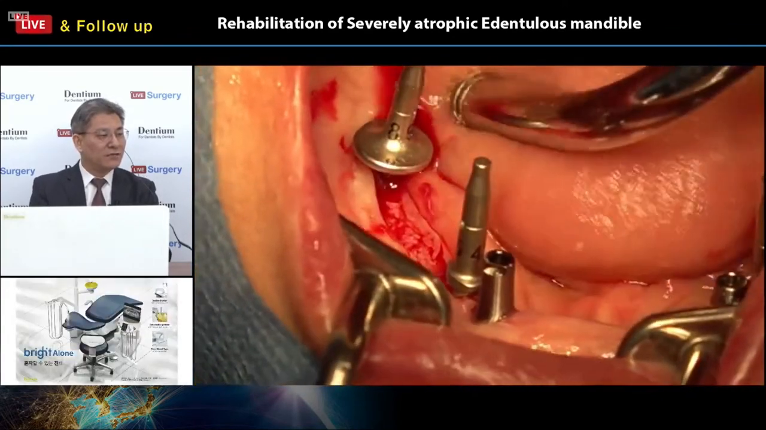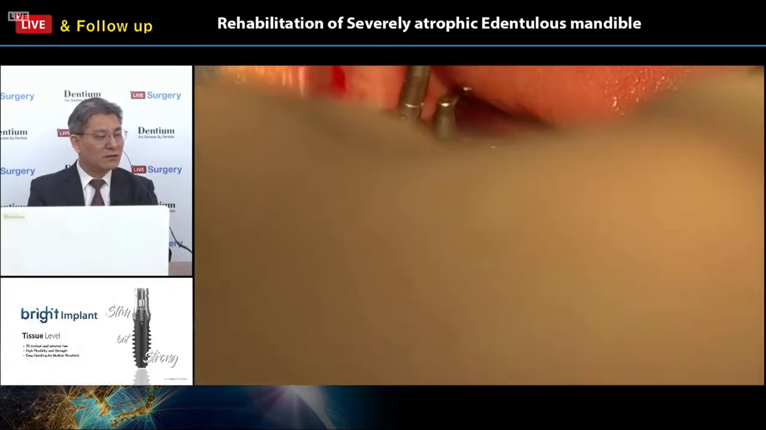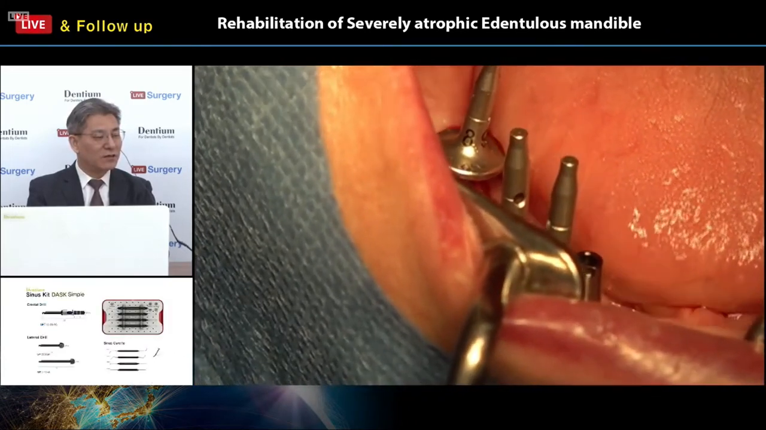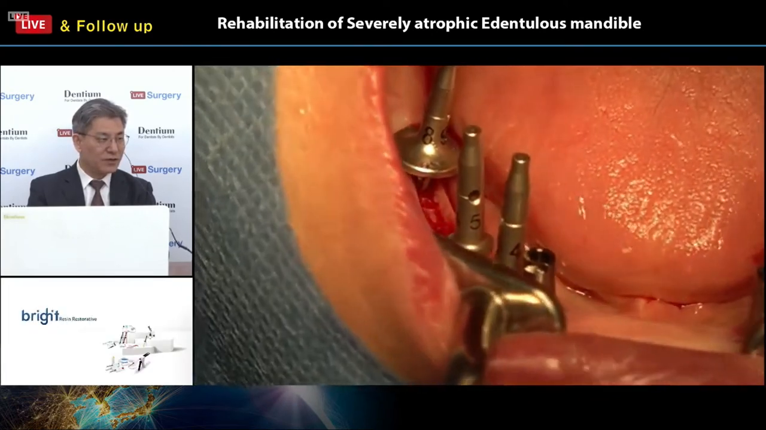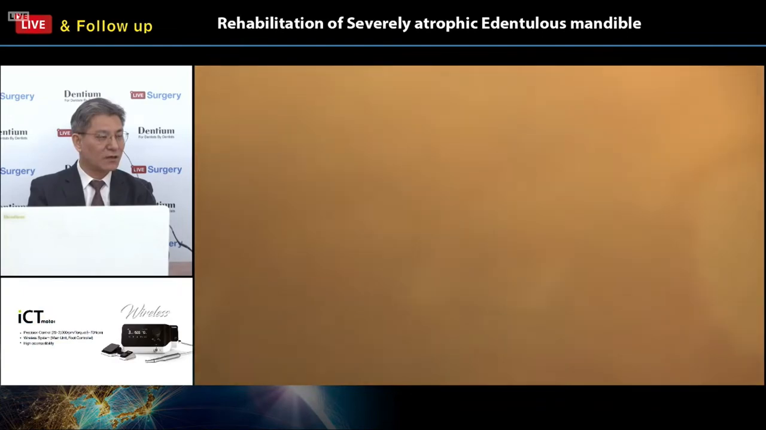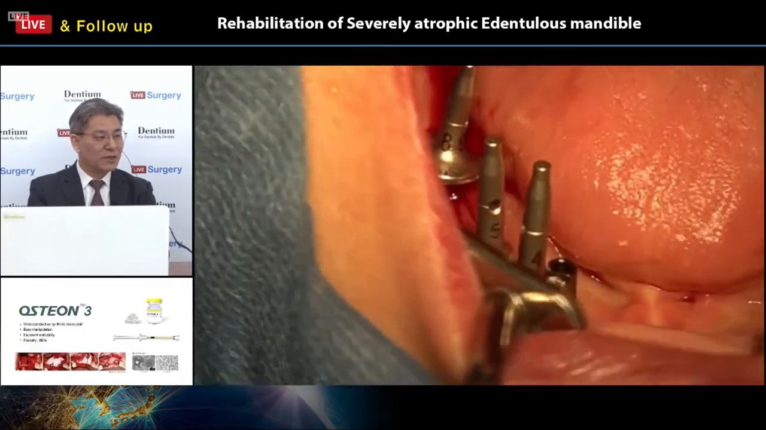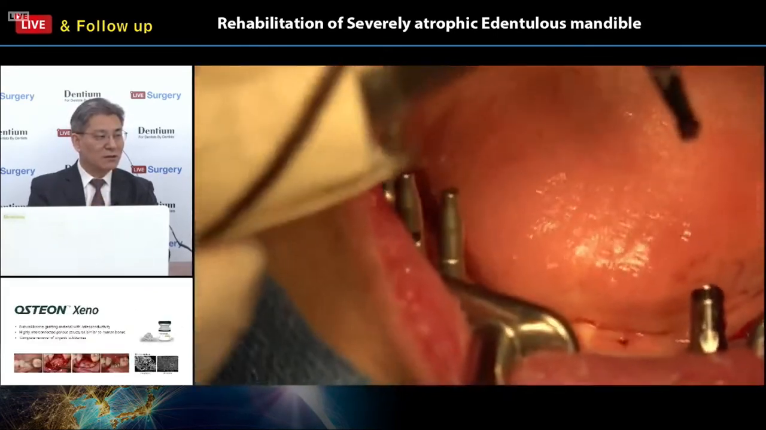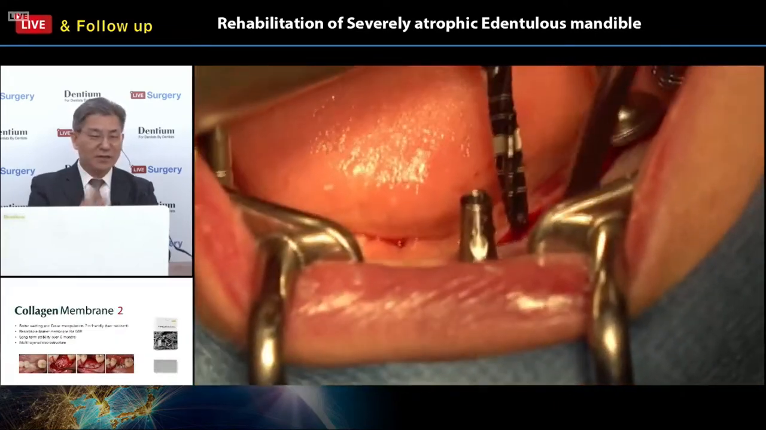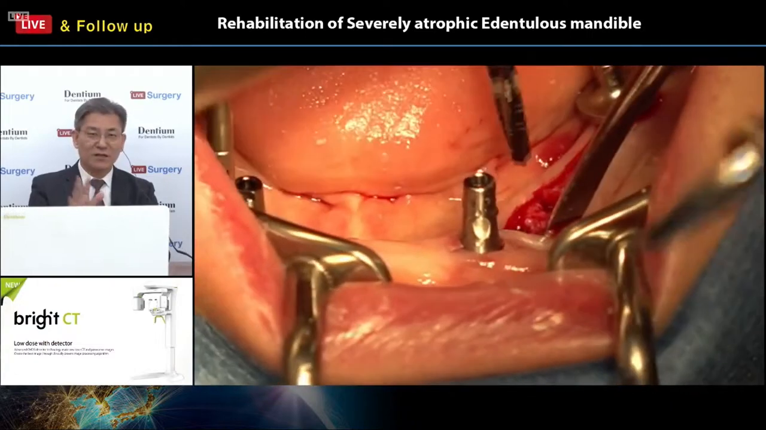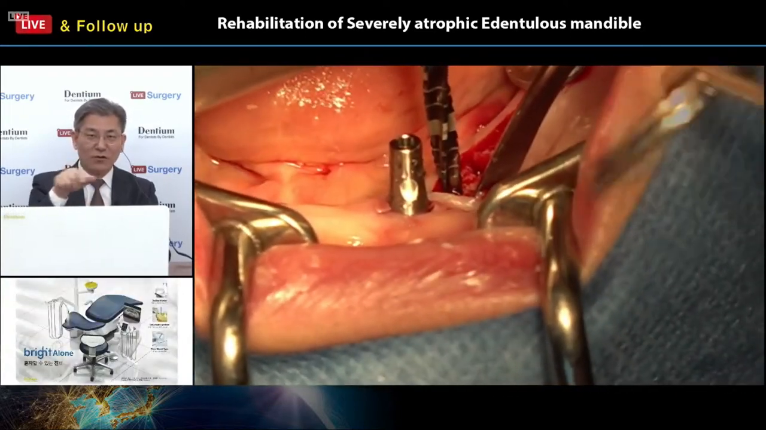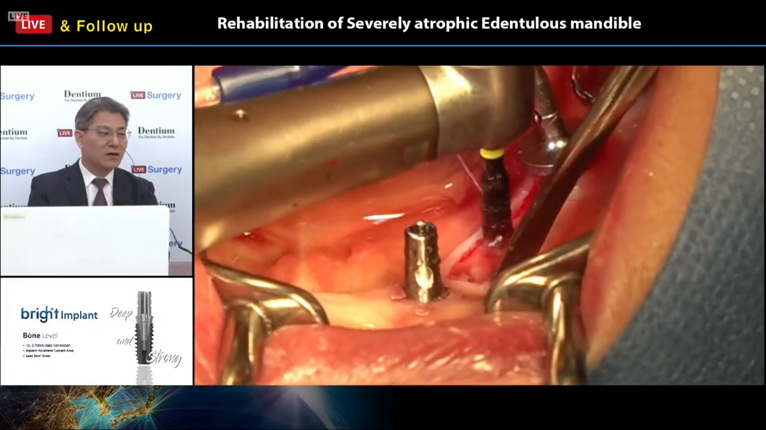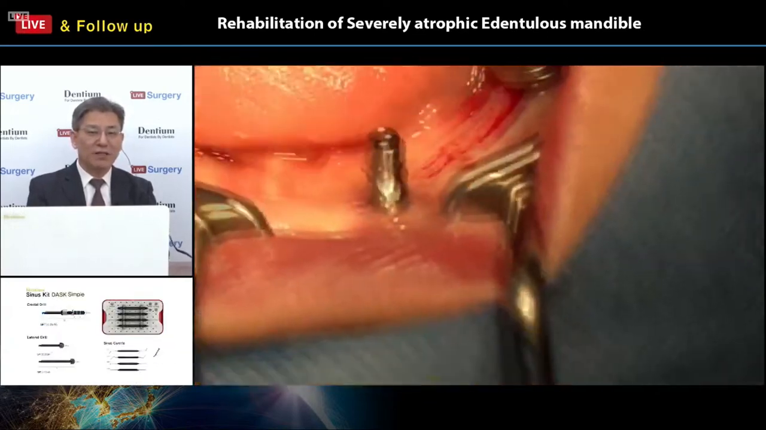Okay, it's already done. Actually, the drilling is almost done on the lower right posterior area. Can you see the marking number? On the metal surface of the pin, you can see numbers like 4, 5, 8. On the surface of this paralleling pin, it means the diameter.